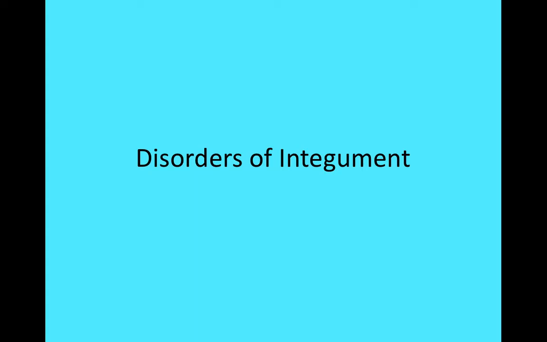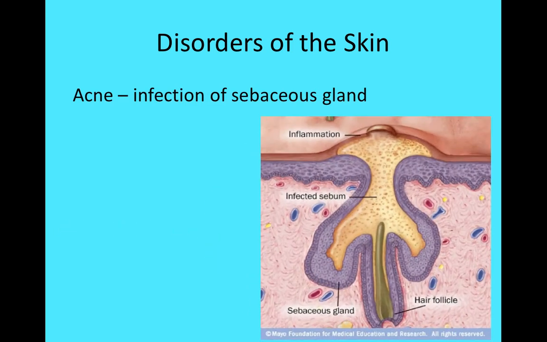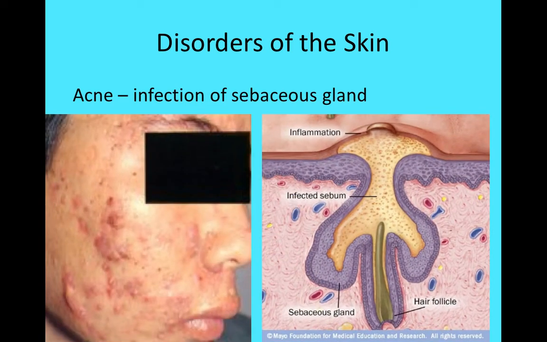Alright, so we're going to start talking about disorders of the integument. You've learned about normal skin, but now we're going to talk about what happens when things go wrong. So we're going to start out with acne. Acne is something that probably every person knows about and everybody experiences at least some of in life.